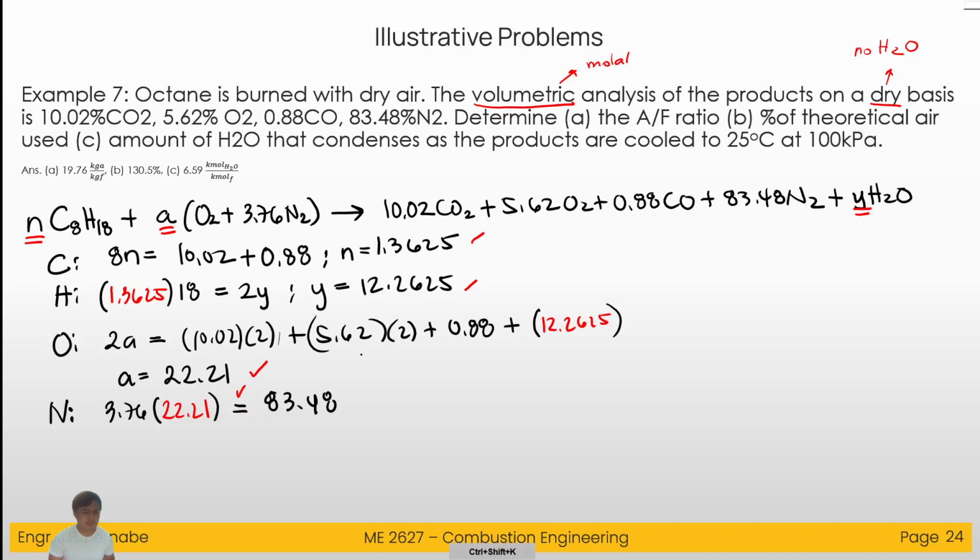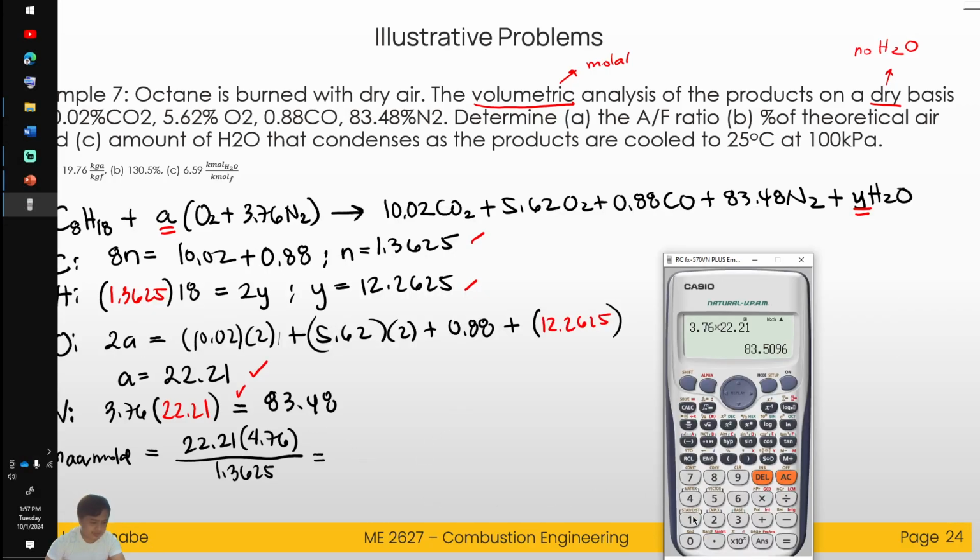So now the next thing we have to do is to determine the air fuel ratio. We can do the molal basis first. So on a molal basis, you have the number of molecules of oxygen, 22.21, times 4.76, and then divided by the number of molecules of the fuel, so you have N, 1.3625. Typically it is 1, but in this case, it is not 1. So you have to divide this by the actual number of molecules.